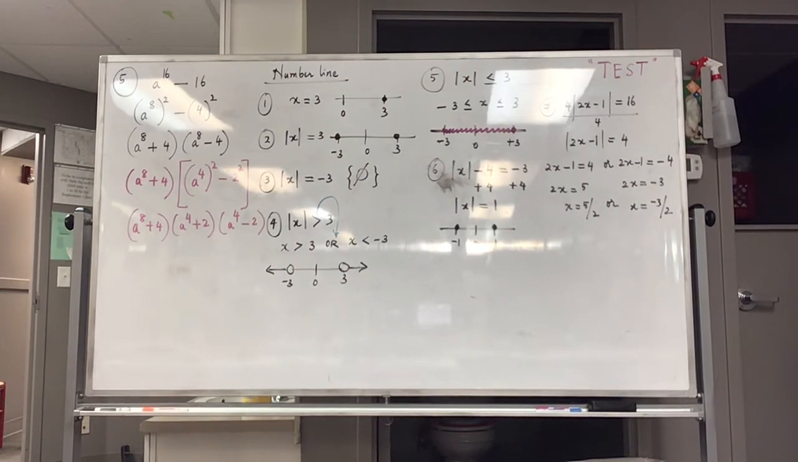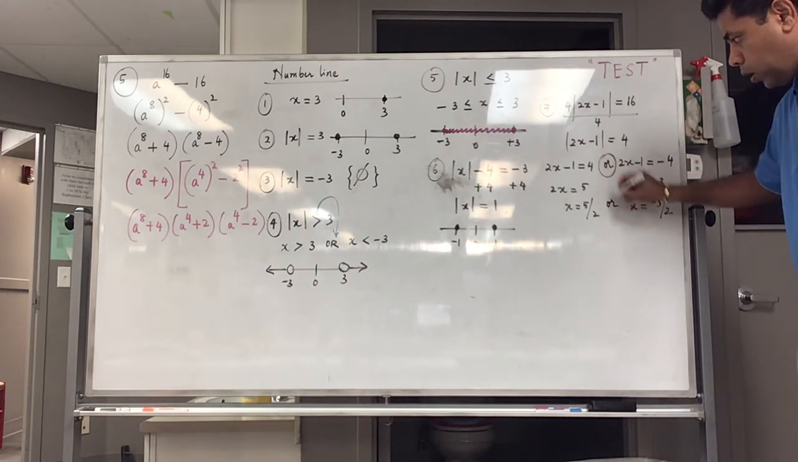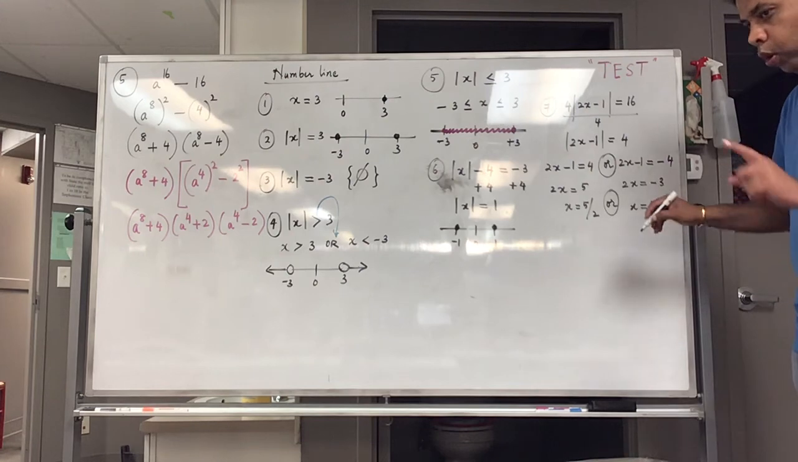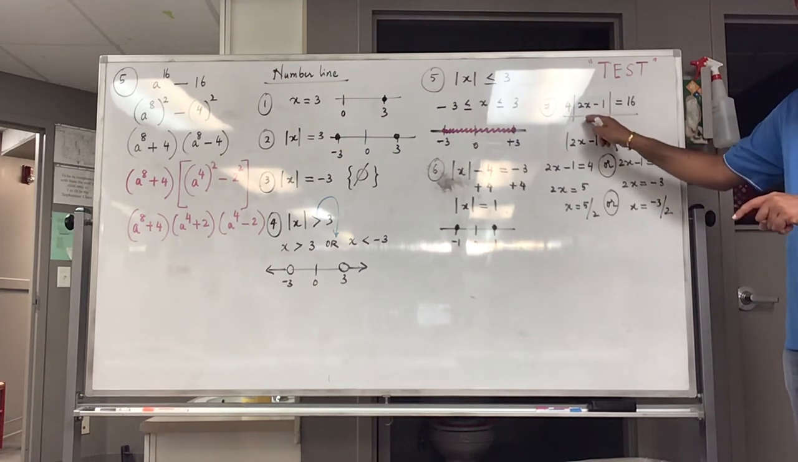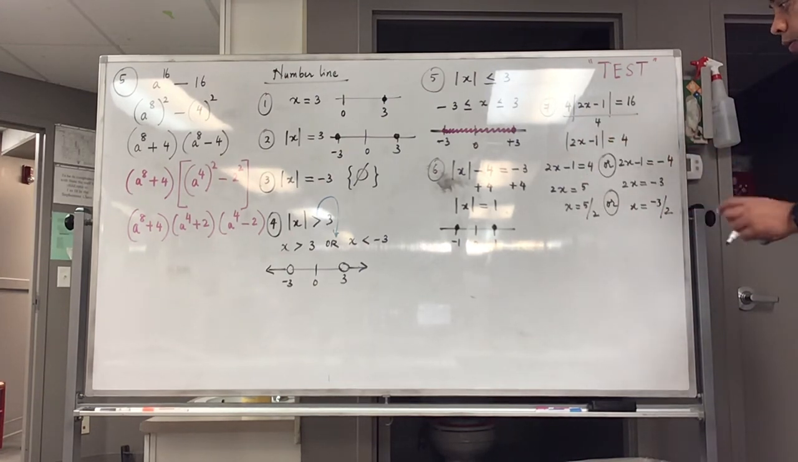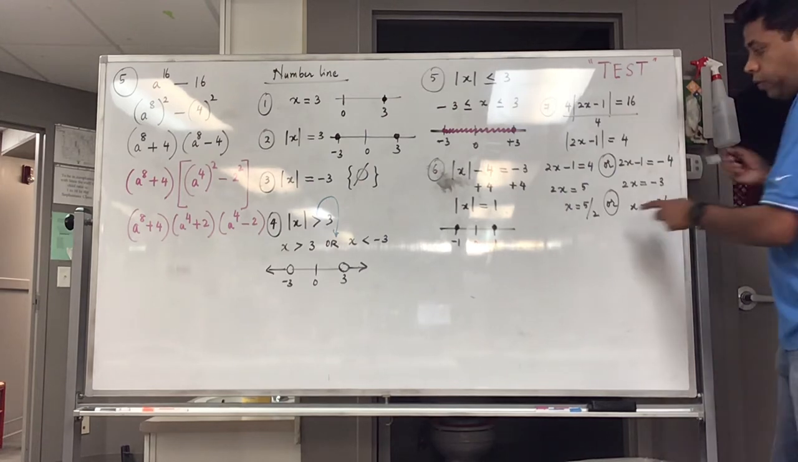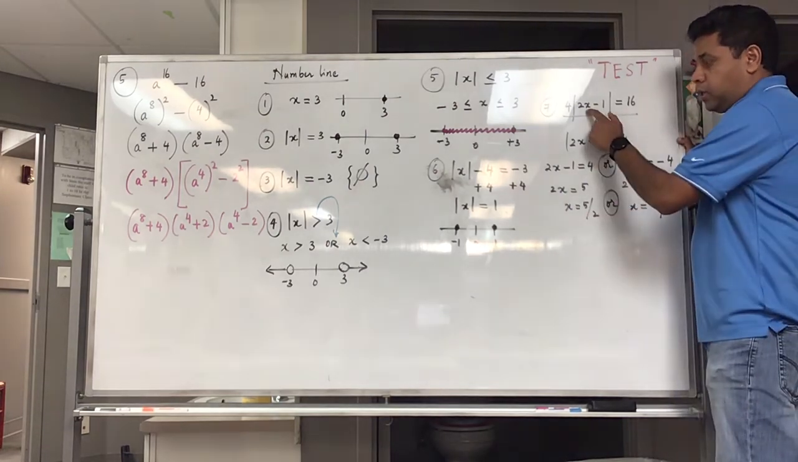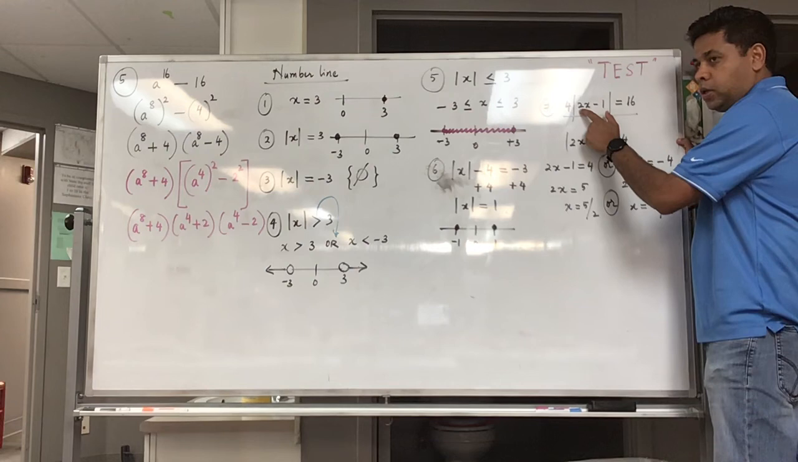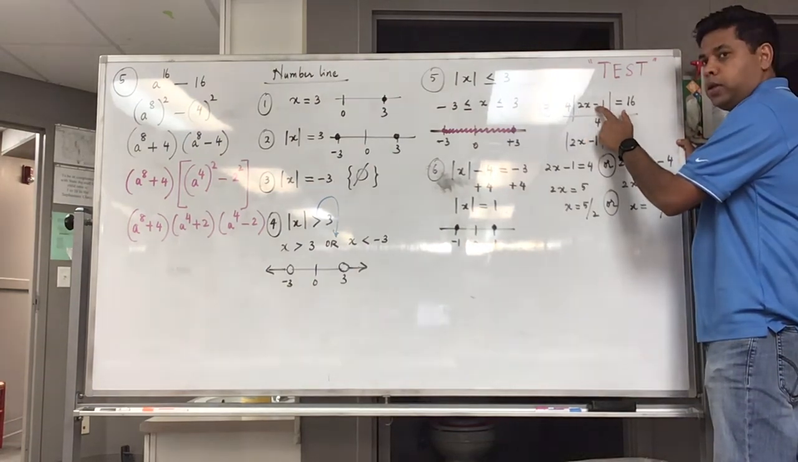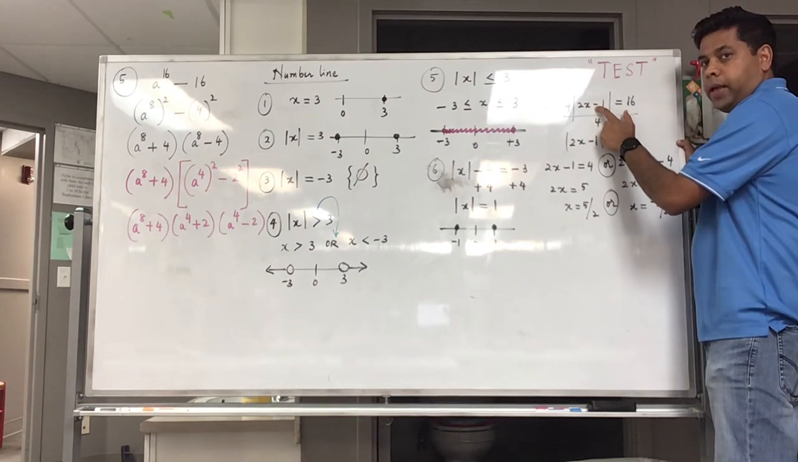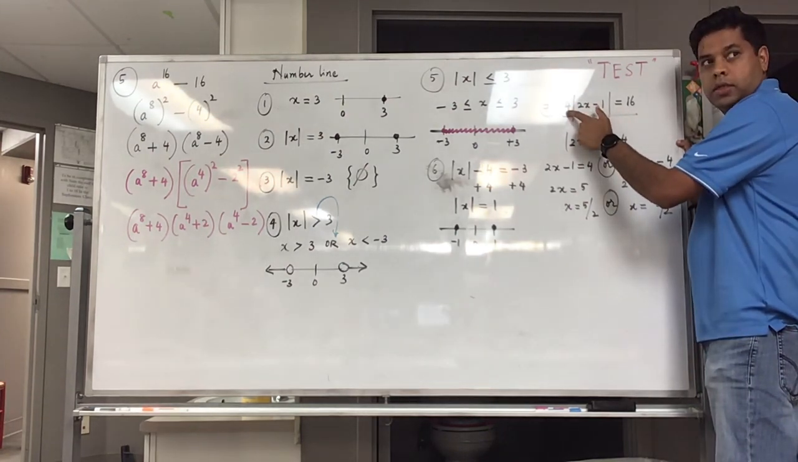Make sense? Keyword is or. This or this will keep the equation happy. And I always tell you to test. So when I put 2.5 here, 2.5 times 2 is 5. 5 minus 1 is 4. Absolute of 4 is 4. 4 times 4 is 16.